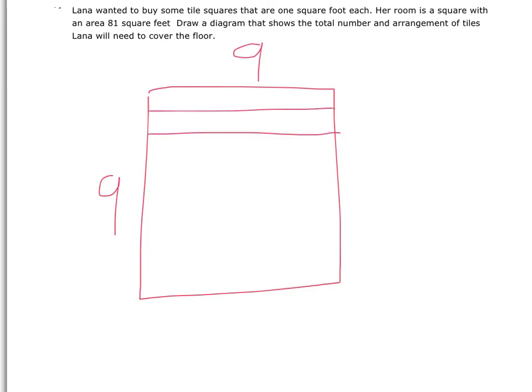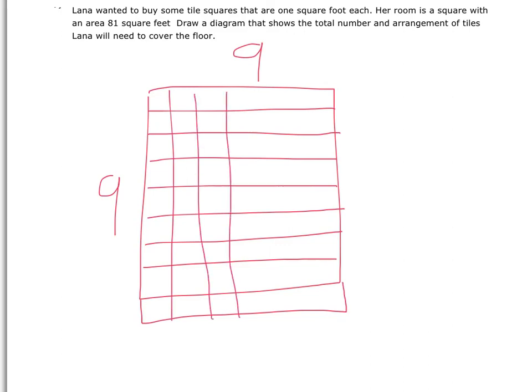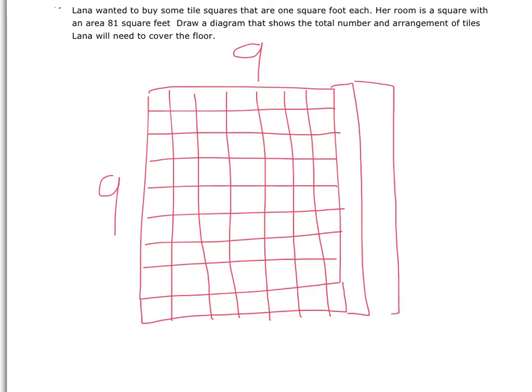So now I gotta draw it. There's 1, 2, 3, 4, 5, 6, 7, 8, and 9. Does it have to be pretty? No. So long as I can see that it's a 9 by 9 grid, you'll be good. Total of 81 tiles, area of 81. There you go. That's your answer. All right, that's it.